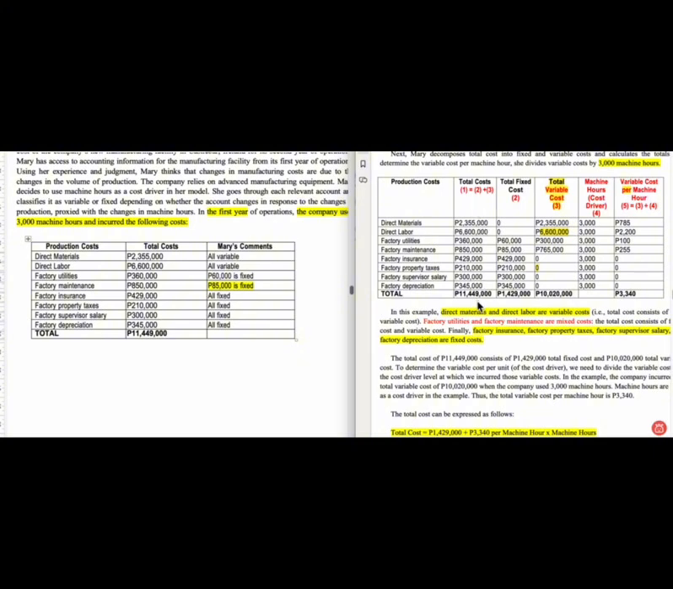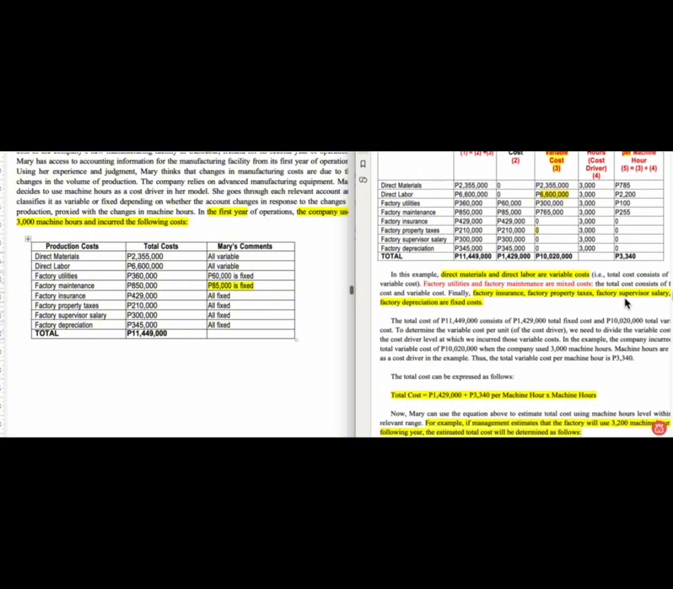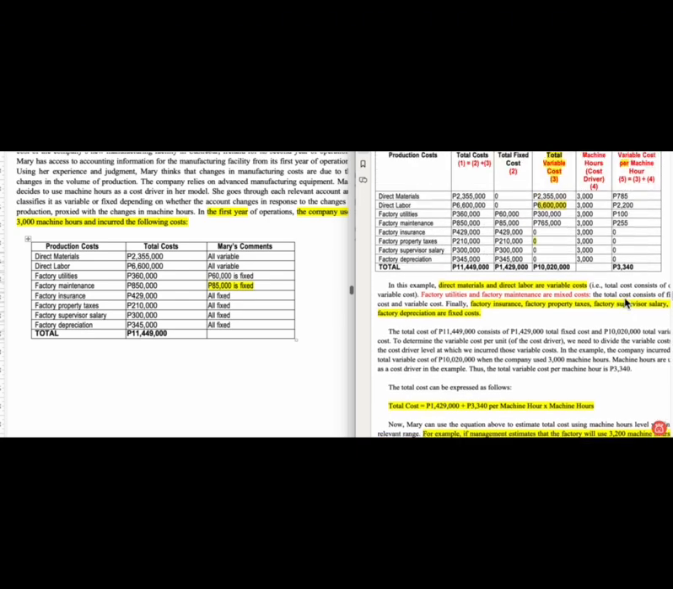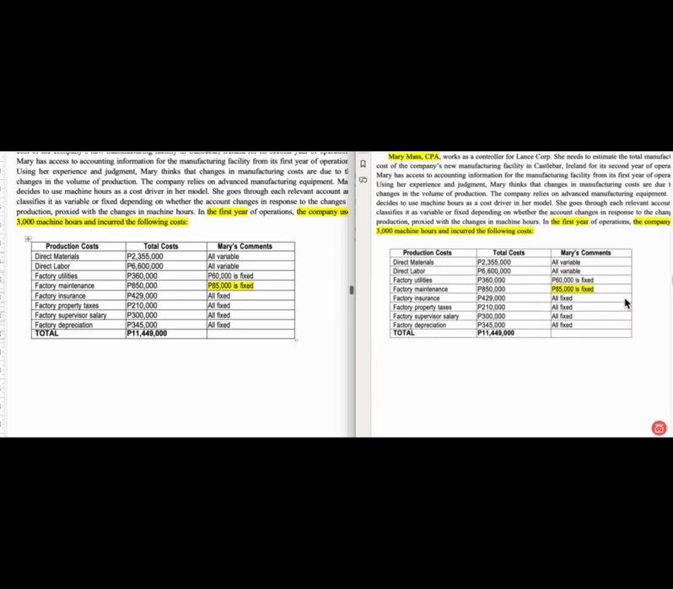I-total nimo total cost, i-total nimo ang fixed cost, i-total nimo ang variable cost. The same with variable cost per machine hour. Ipang-add lang nimo na siya. Okay, per column. Okay, so since natay data karon for the total cost, total fixed cost, total variable cost per machine hour, pwede na nato ma-solve ang itong main nato nga formula.